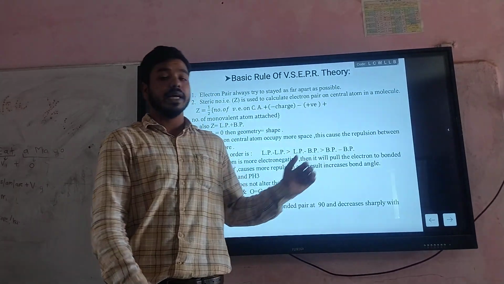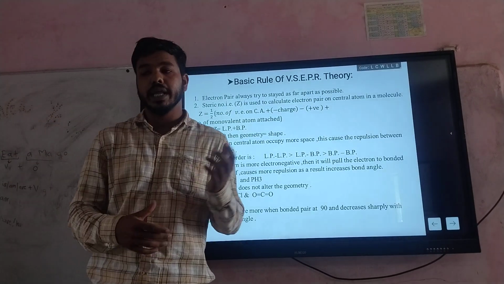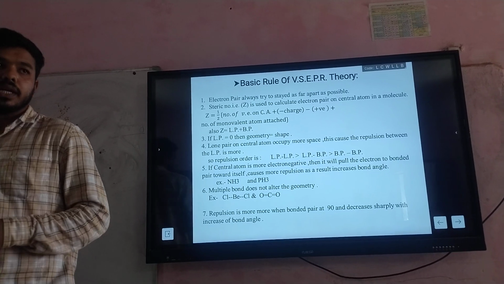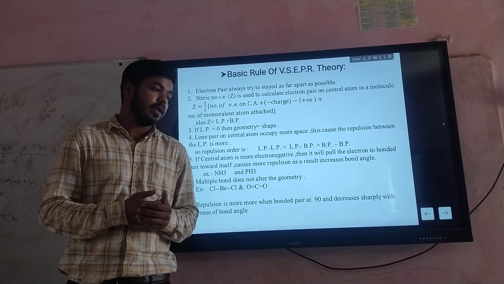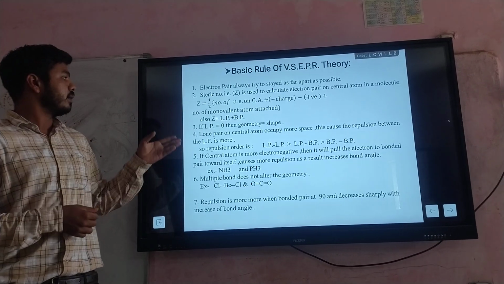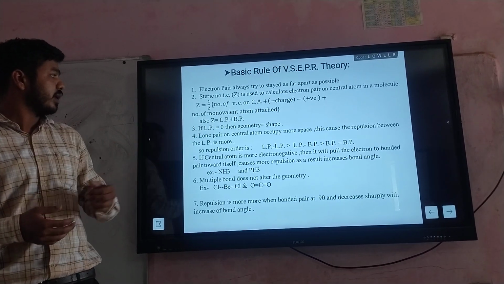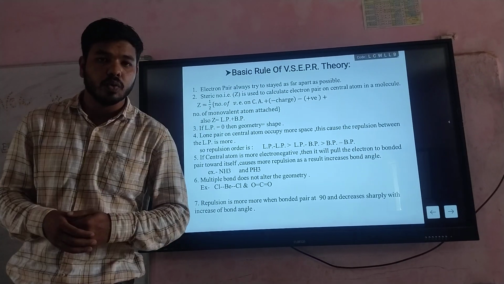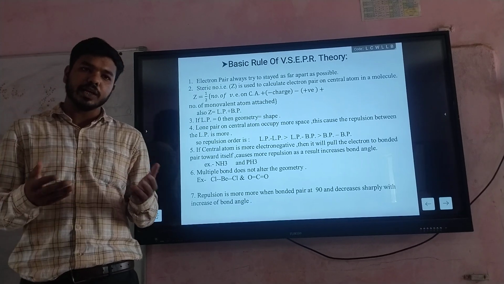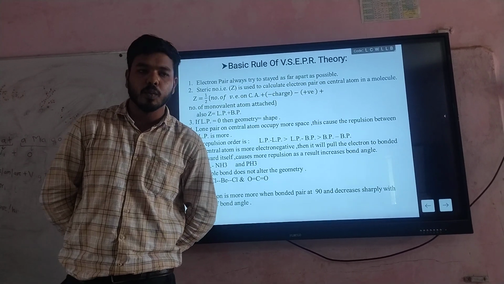Then the second rule, that is steric number. Steric number is useful for calculating the number of electron pairs, that is bond pairs and lone pairs. Steric number is the sum of lone pairs and bond pairs, and the number of electron pairs on the central atom is calculated using this formula: Z is equal to 1 by 2 of the number of valence electrons on the central atom plus any negative charge on the molecule minus any positive charge on the molecule plus the number of monovalent atoms attached.